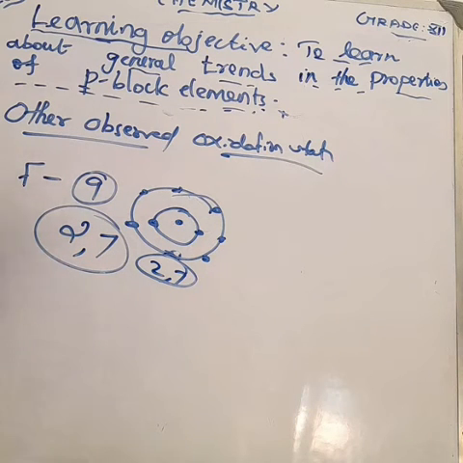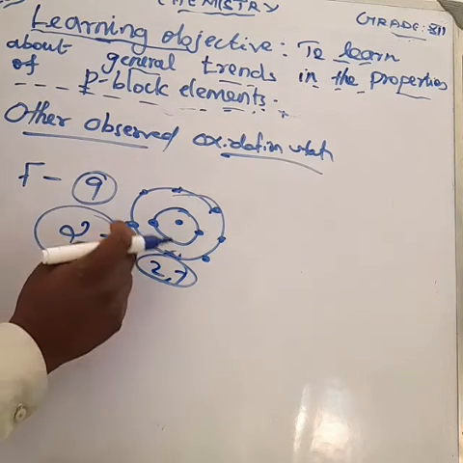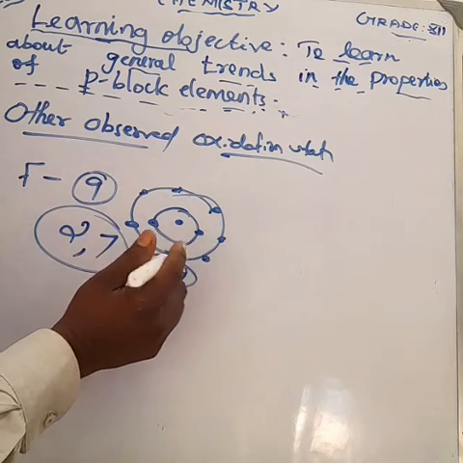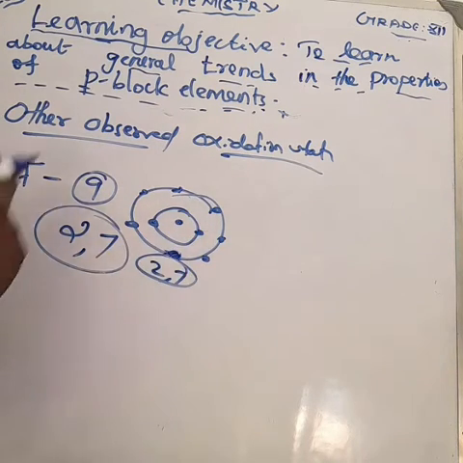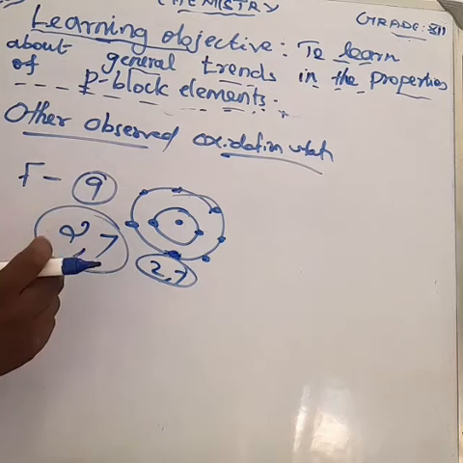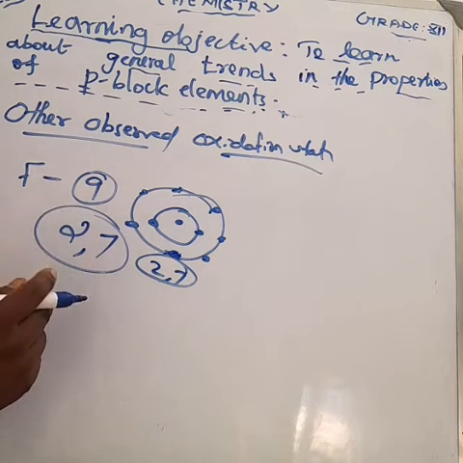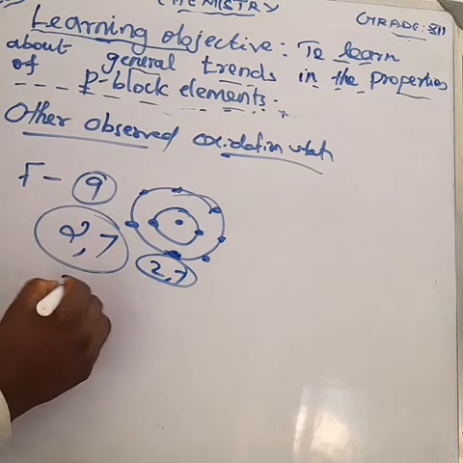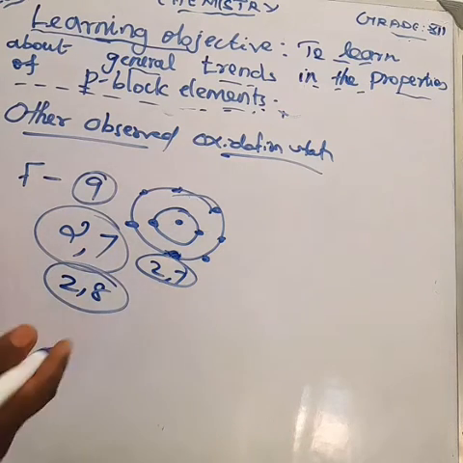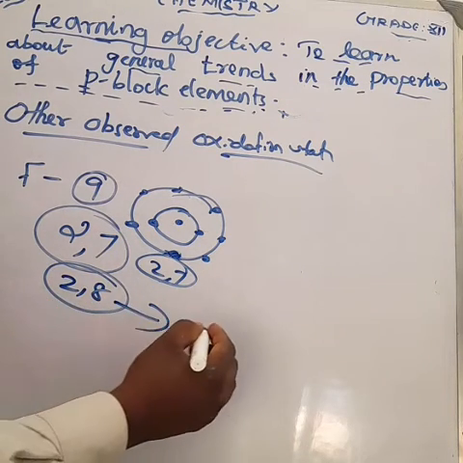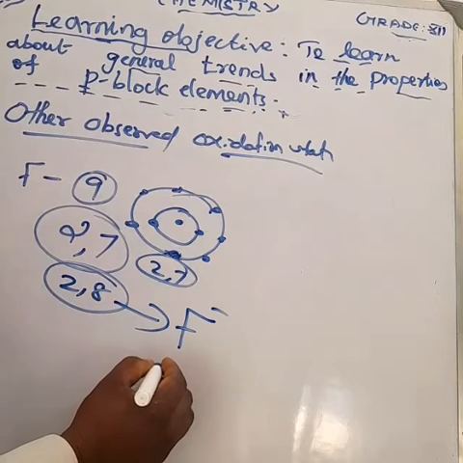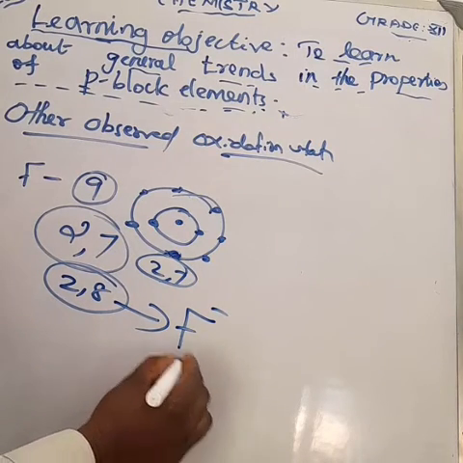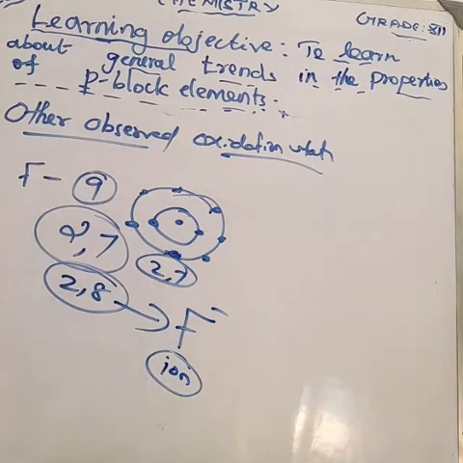For the inert configuration, fluorine needs 1 more electron, am I right? Then fluorine gets 8 electrons. If fluorine gets 1 electron from any other element, it becomes 2, 8. So the fluorine element is converted into a fluoride ion, that is the F minus ion. Accepting means we are saying negative.